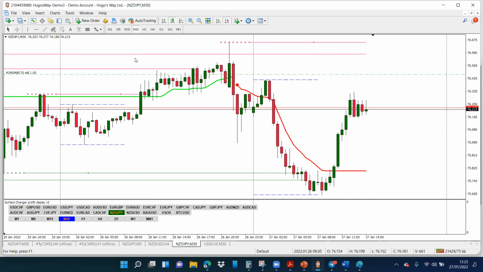Then these other two fractal highs become our Pchq, right? This becomes our C liquidity, and these other two fractal highs become our Pchq. Now I want you to get that, right? So price came for this C liquidity.